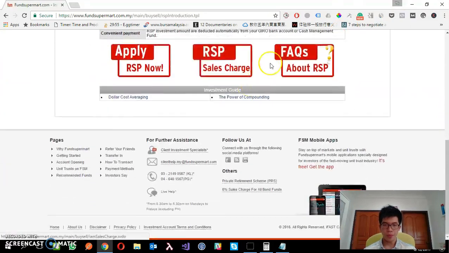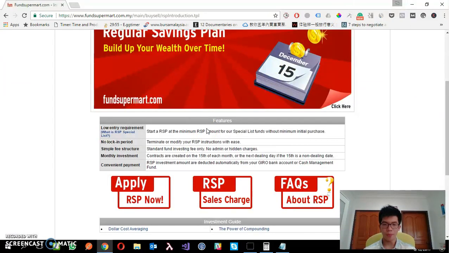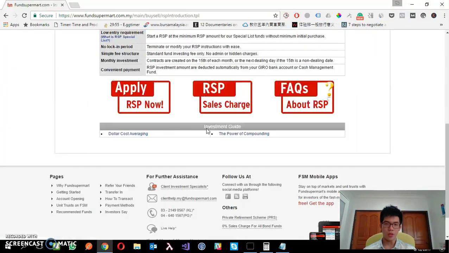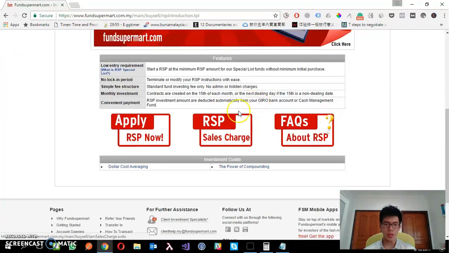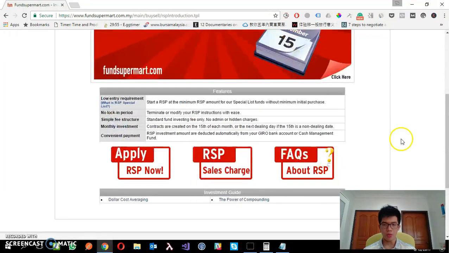So, yeah, I actually recommend it. And once you're ready for RSP, you can register for RSP here. It will ask you to fill in the form and send it to them. It will take roughly 1 to 2 months, because they need to contact your bank. After that, the RSP amount will be automatically deducted from your bank account every month on the 15th of each month.